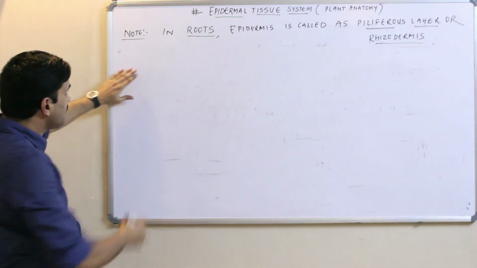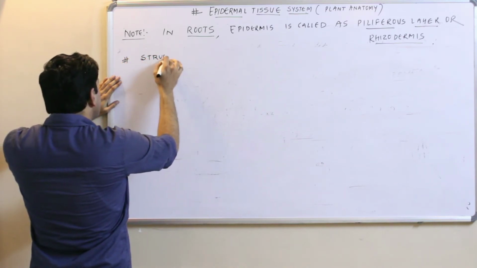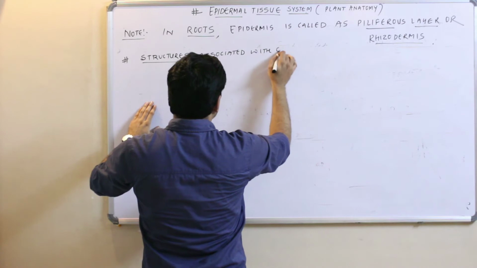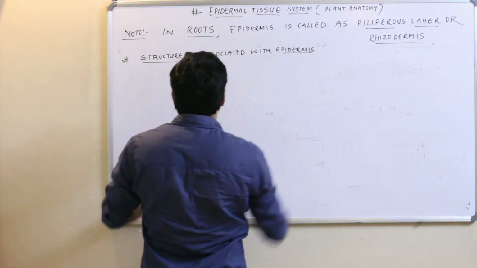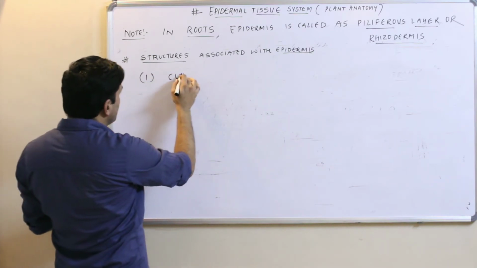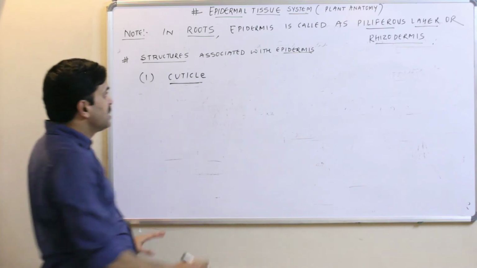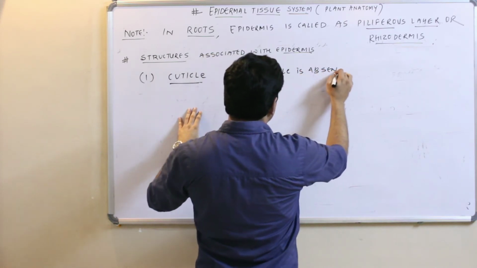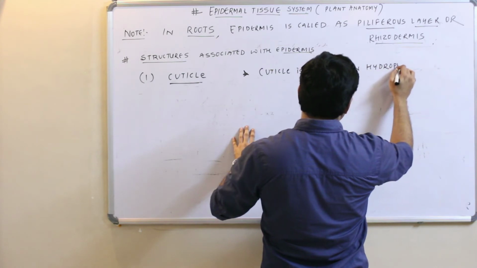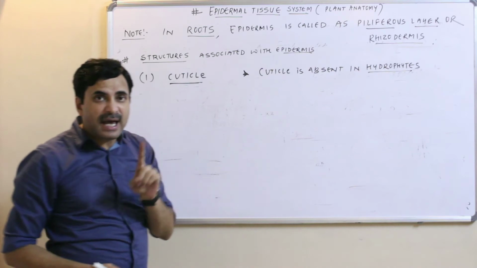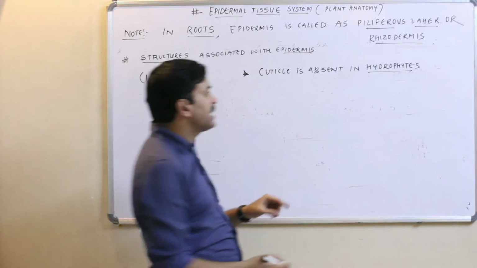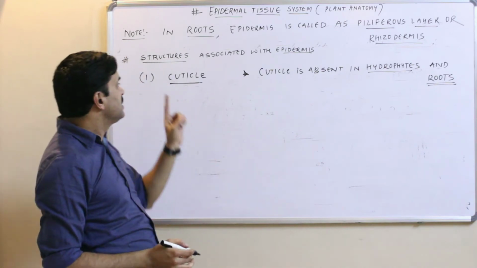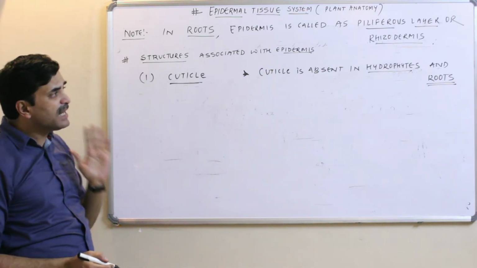Alright, now we will be talking about the structures associated with epidermis. The first structure is the cuticle. Before starting the cuticle, you must know that cuticle is absent in hydrophytes. Hydrophytes means plants which reside in water. And roots are devoid of cuticle. The root epidermis will not have the cuticle. Cuticle is entirely absent in hydrophytes as well as the roots.